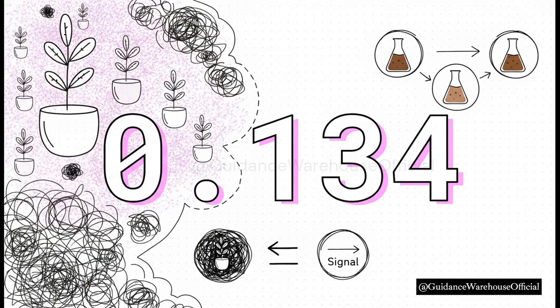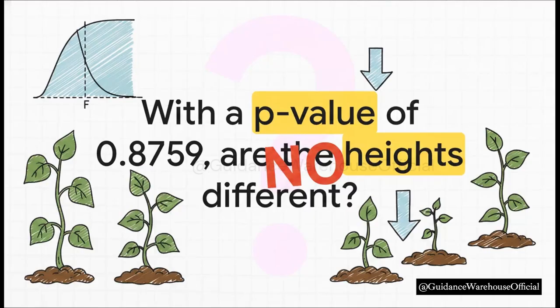That immediately tells us that our noise, the random variance happening within the individual plant groups, is actually way bigger than our signal, the variance between the different soil types. And when we look up an F statistic of 0.134, we get a massive p-value of 0.8759. So final check here, are the heights of the bean plants statistically different based on the soil they used? No way. With a p-value that high, we absolutely do not reject the null hypothesis. The dirt they chose didn't make a significant difference at all.